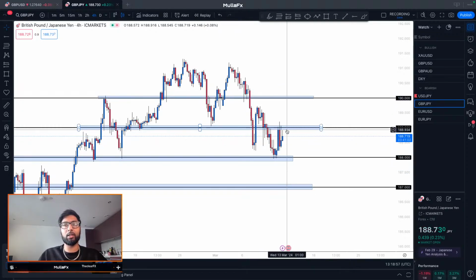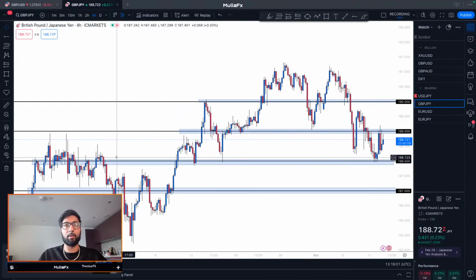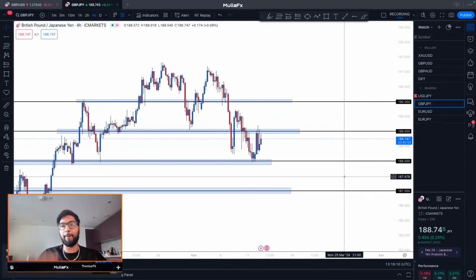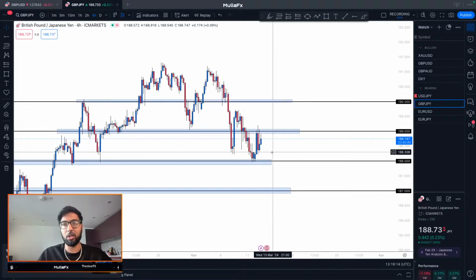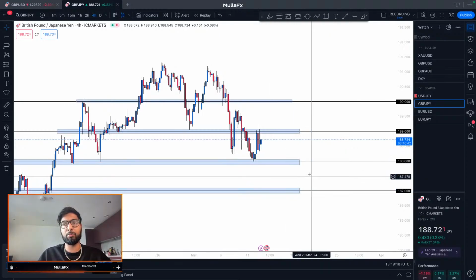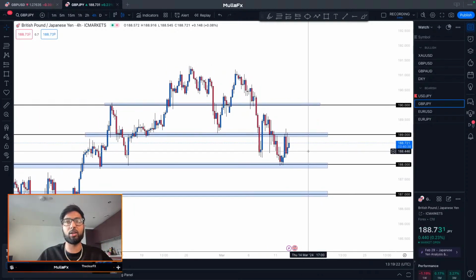Do I need this level? Yes, because last time price was around here, it dropped to this level. So these are the levels I'm keeping: 189, 190, 188, and 187. Now, as a trader, you want to utilize these levels, because there's no point just drawing them on and not utilizing them. There's no point at all, because you've now dissected it into little subsections.